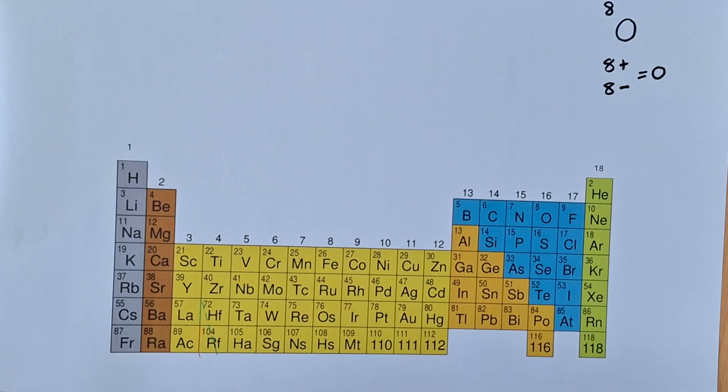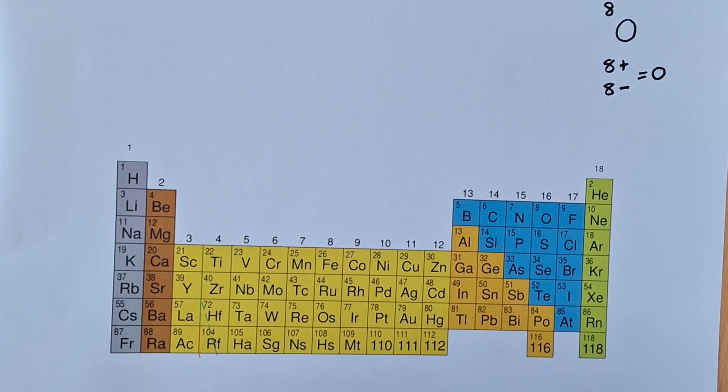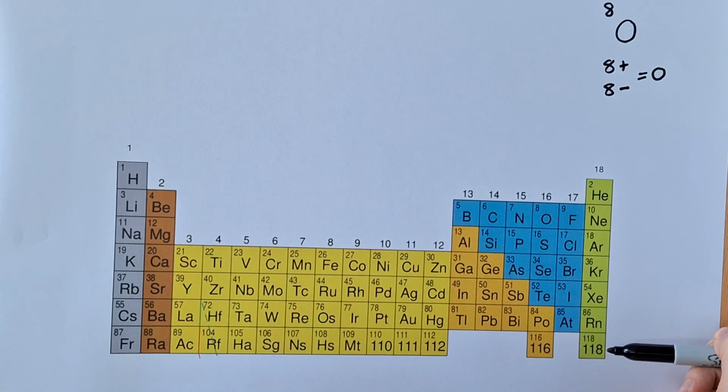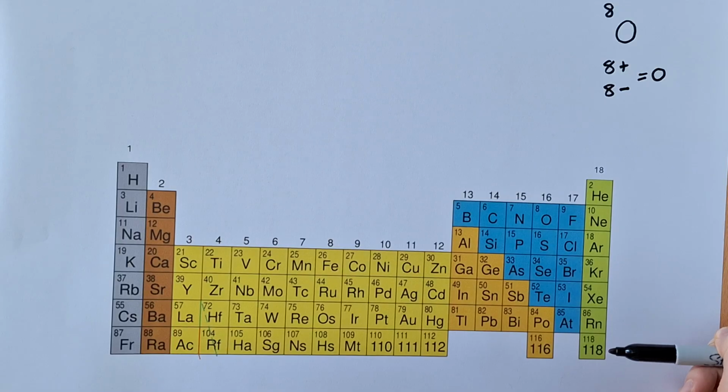Okay. However, in chemistry, being neutral and being stable are not the same thing. An element that is stable will not react with any other element, not even atoms of the same element. To be stable, an element must have a full outer shell of electrons. The only elements on the periodic table that are currently stable are all of these elements in group 18. And the reason for that is because they already have a full outer shell of electrons.